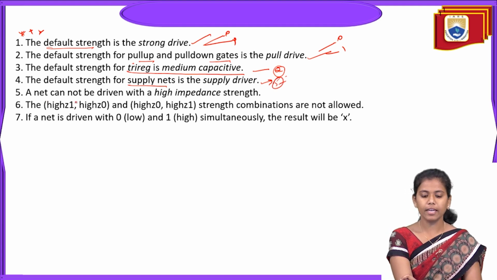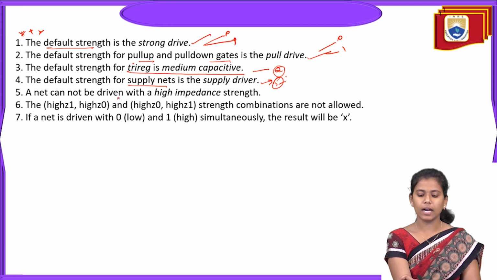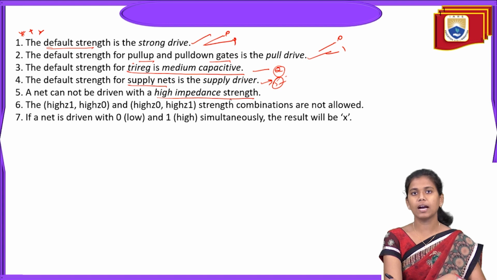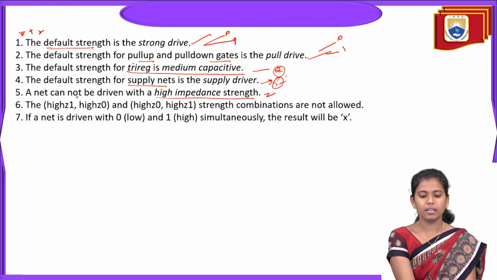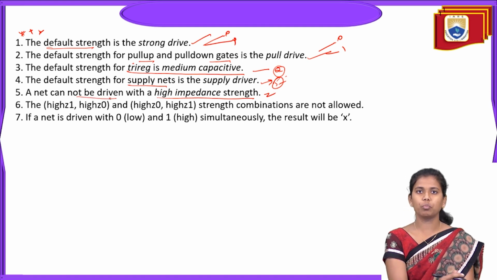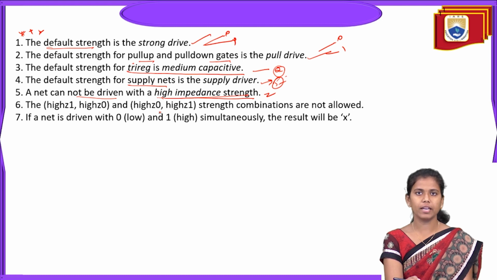And then a net cannot be driven with a high impedance strength. So if you come across the high impedance strength, it is Z. So with high impedance strength, in such cases, the net cannot be driven. That means the variables a particular net is holding cannot give the variables to the input. So in terms of high impedance strength, the net cannot be driven.